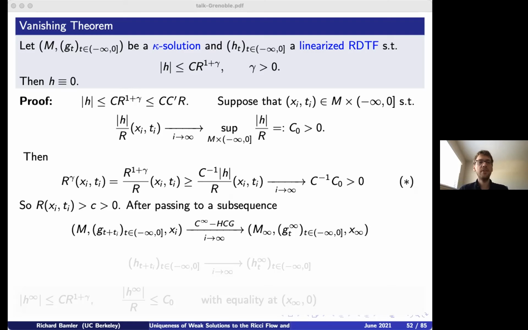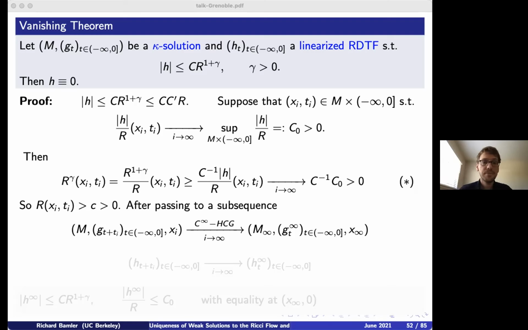So what does this mean geometrically? Let's assume we're on a round shrinking cylinder. Well, in a round shrinking cylinder, this means that the times ti cannot go to minus infinity, because if they went to minus infinity, the scalar curvature would go to 0. Or if we were on a Bryant soliton, then the points xi cannot go to infinity, because on the Bryant soliton, the scalar curvature goes to 0 at spatial infinity.